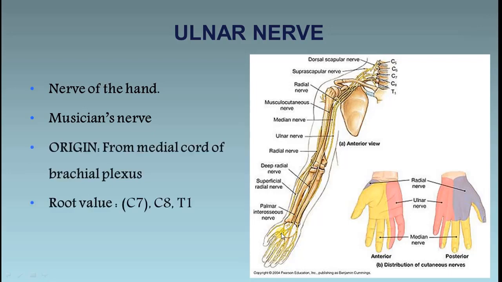So it comes from the medial cord of the brachial plexus, root value C8, T1, and of course C7 also contributes to some extent. That is why it is put inside brackets.